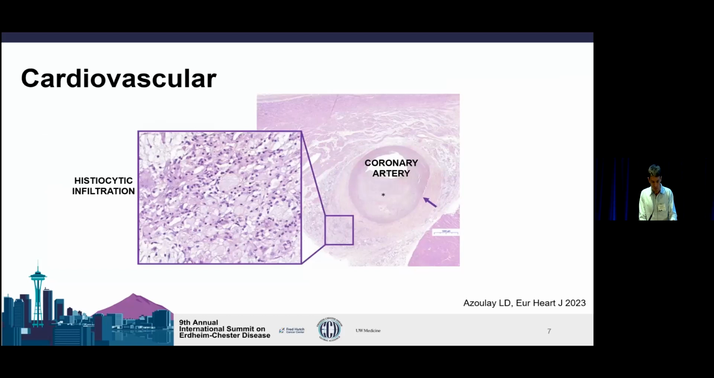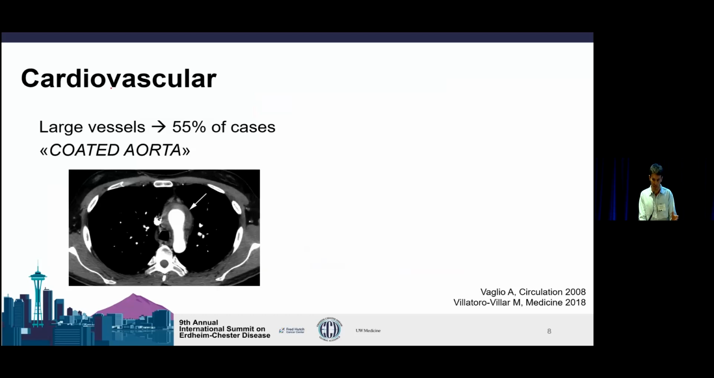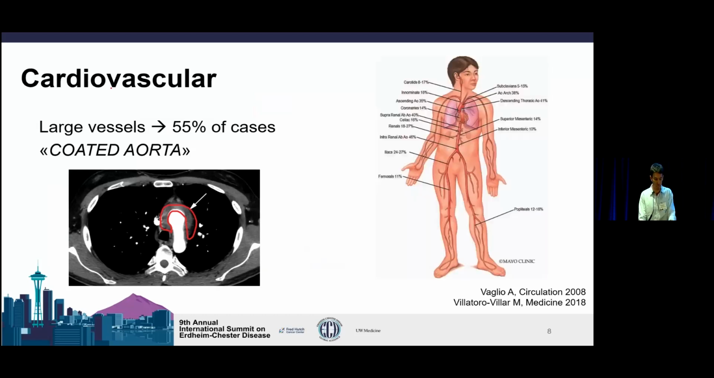We can see here what we see in the microscopic. We have a coronary artery, what I was telling you about before, and which is surrounded by this tissue, which is histiocytic infiltration. And another feature very important is large vessel involvement. This is commonly called the coated aorta because we have this tissue here that really surrounds the vessels like a coat does on us. And this is most frequently found in the aorta, but can be found in every vessel in the body potentially.